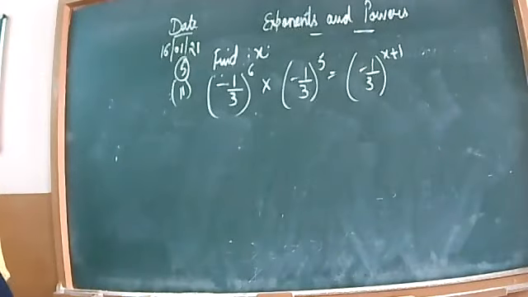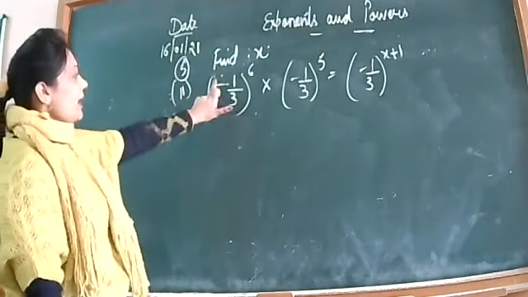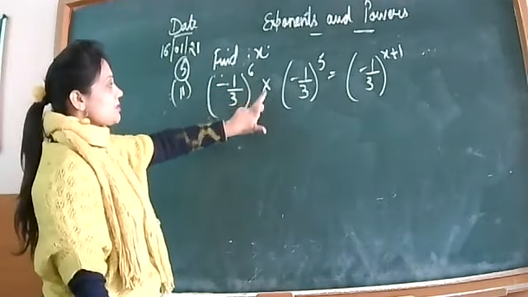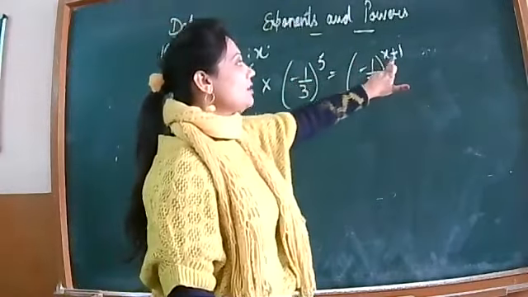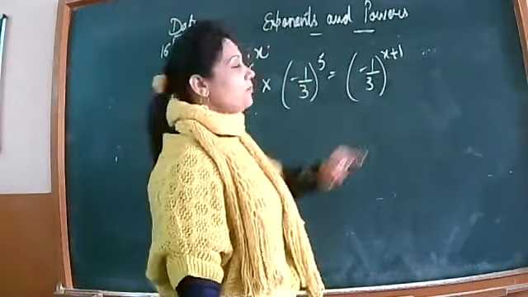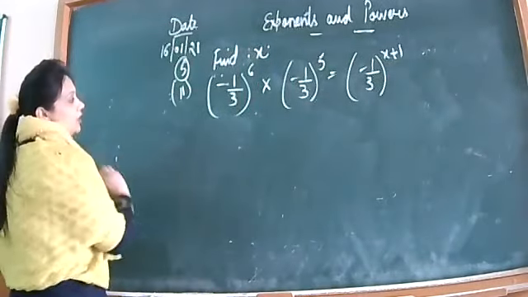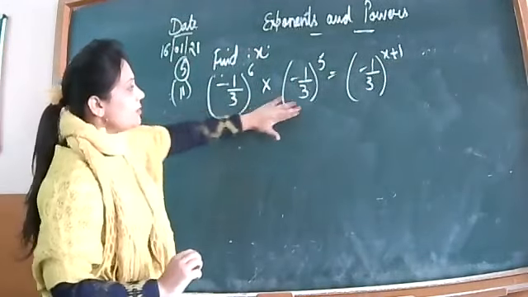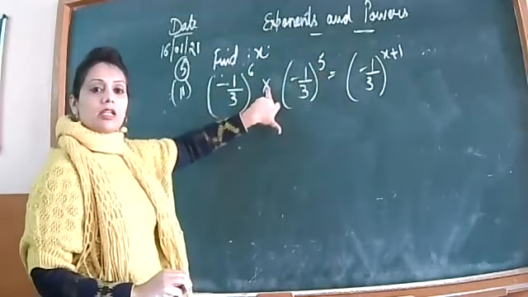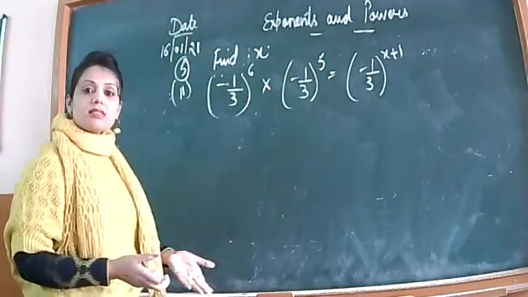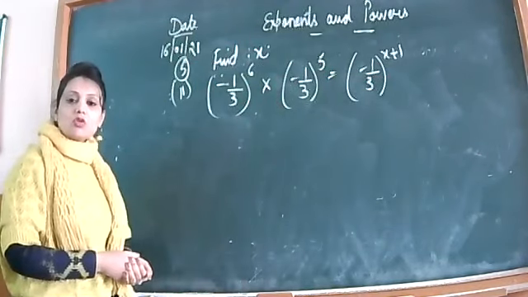See the next question. Again find x. -1 by 3 whole power 6 multiply -1 by 3 whole power 5 is equal to -1 by 3 raised to power x plus 1. Now we can see here on the left hand side the bases are same and the powers are different and multiply sign is between. So if the bases are same, powers are different, then what is to be done?